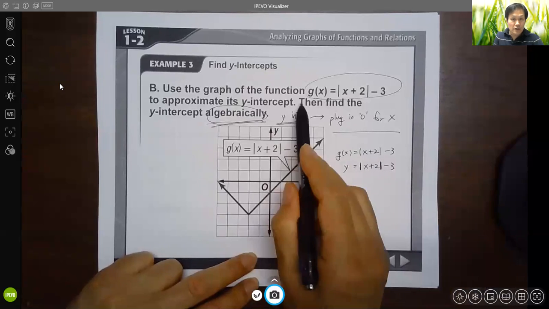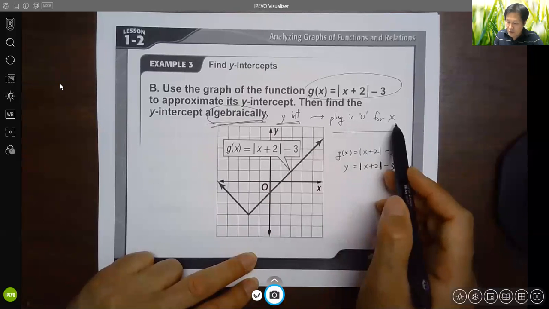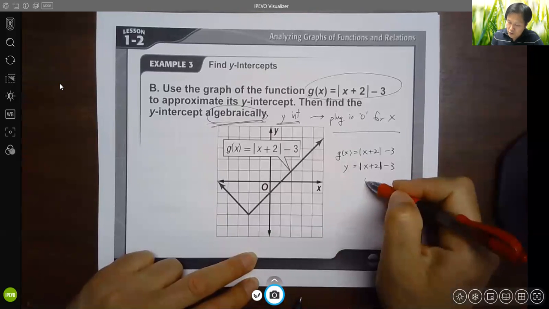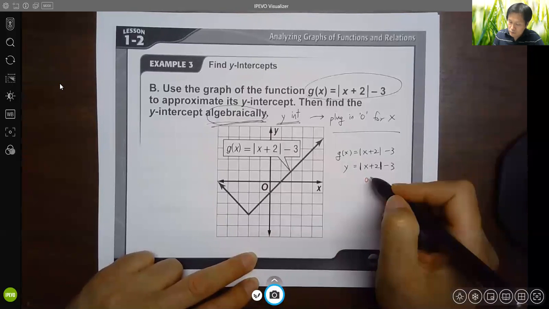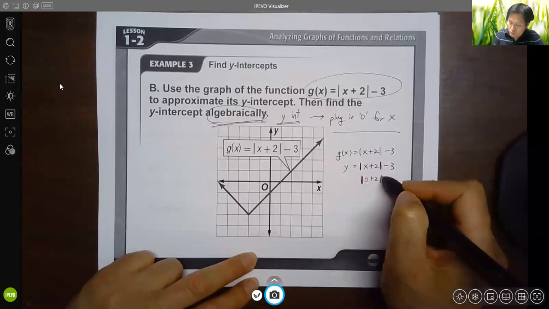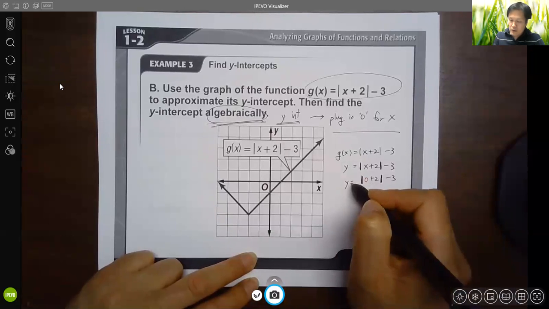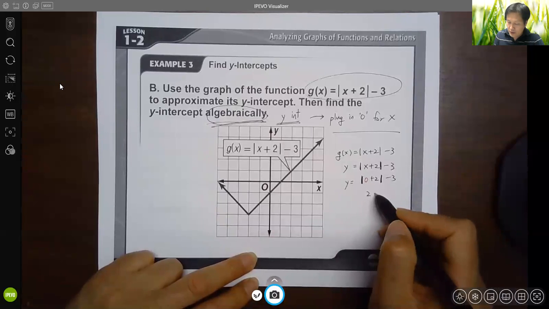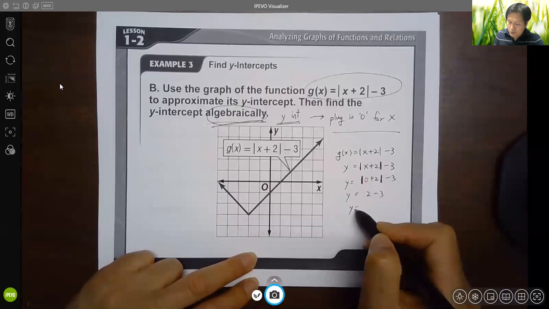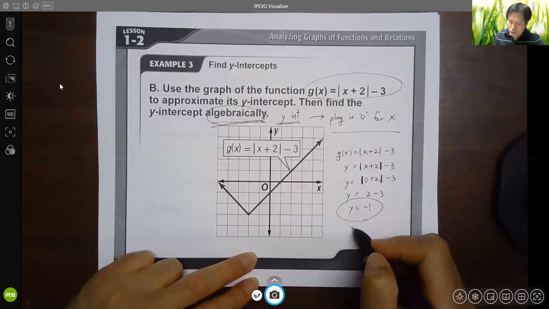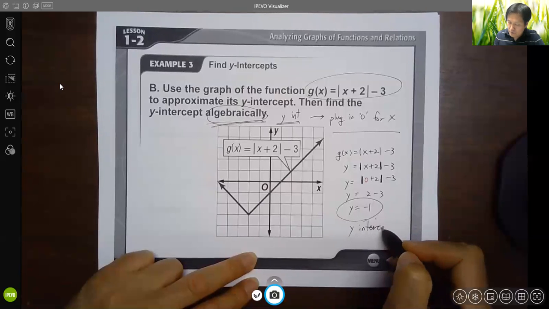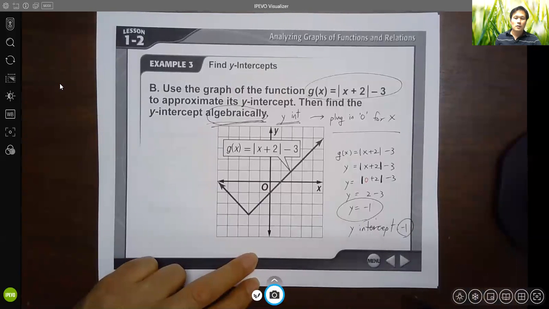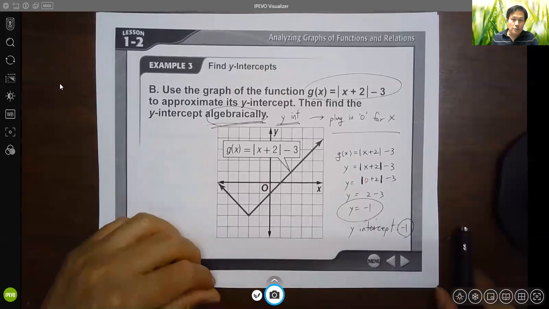So you're trying to find the y-intercept: plug 0 for x. So 0 plus 2 is 2, the absolute value of 2 is 2, minus 3, y equals minus 1. That is the y-intercept, minus 1. That's how you find the y-intercept algebraically.